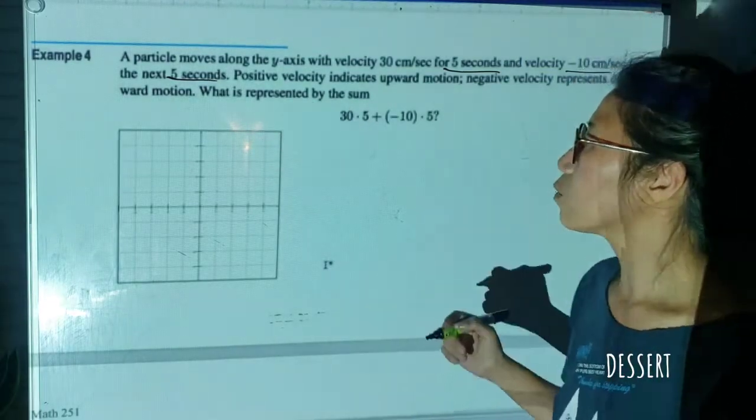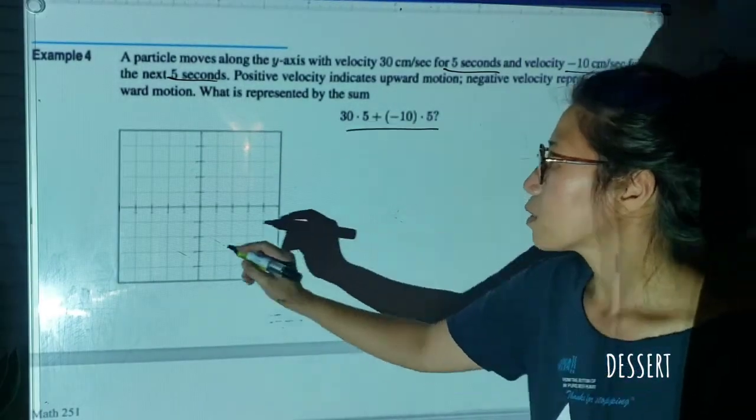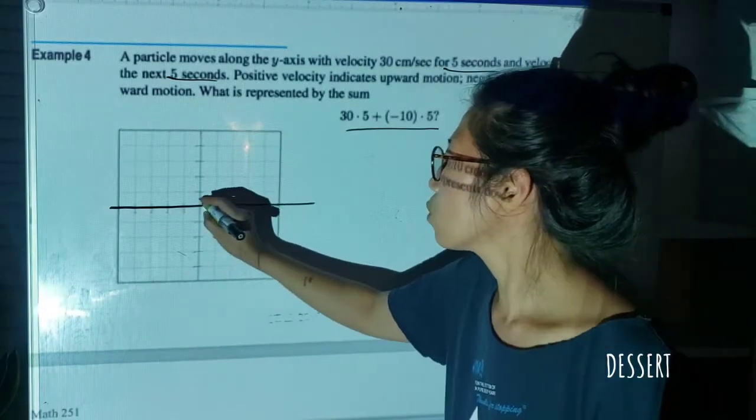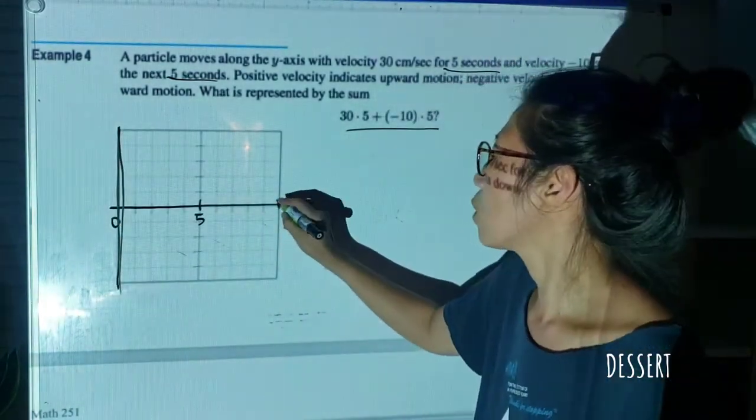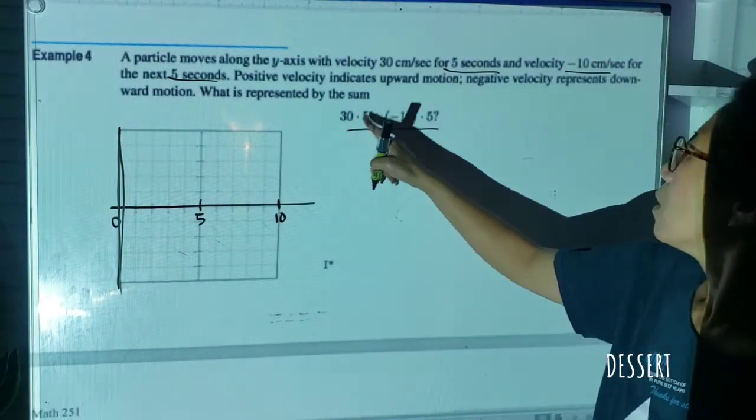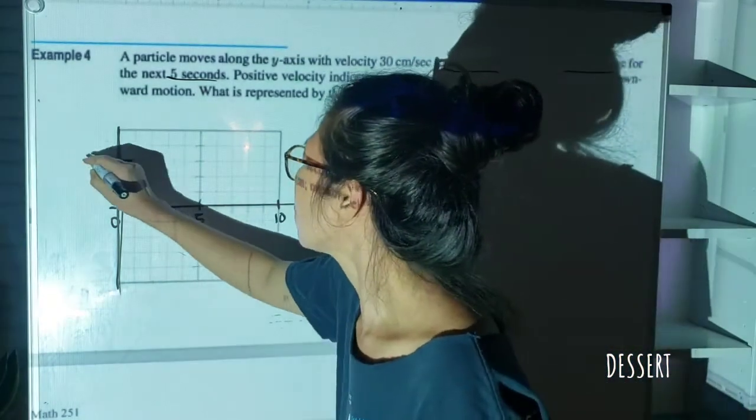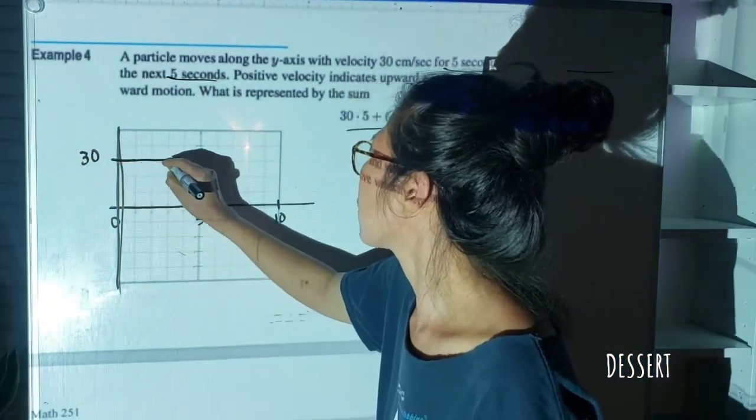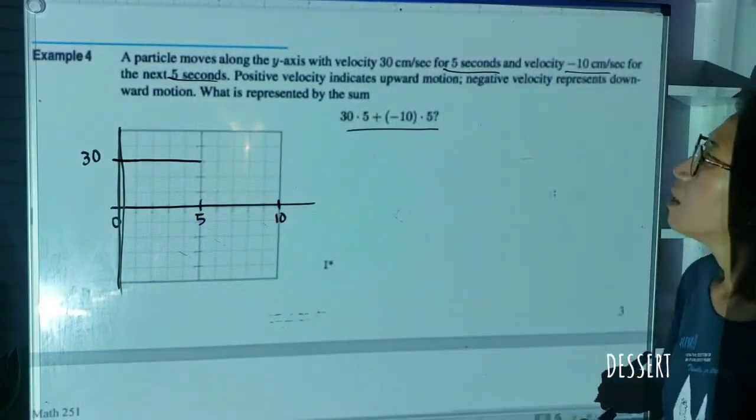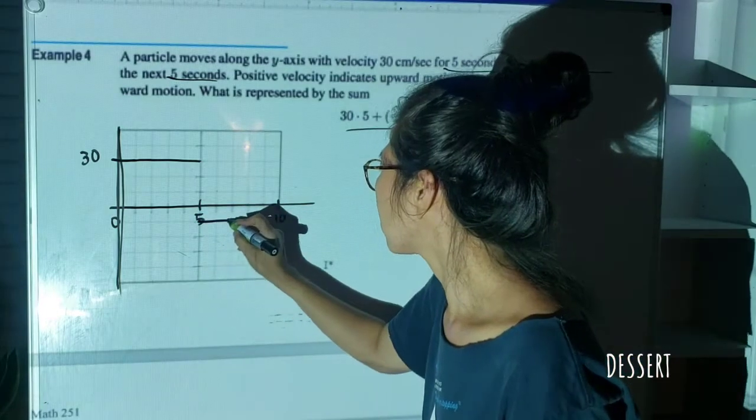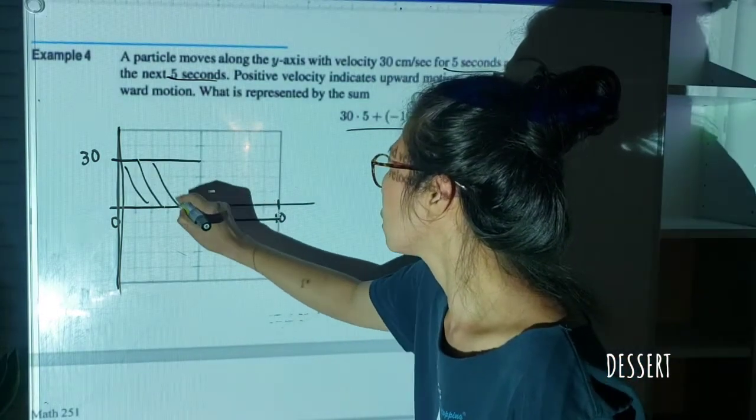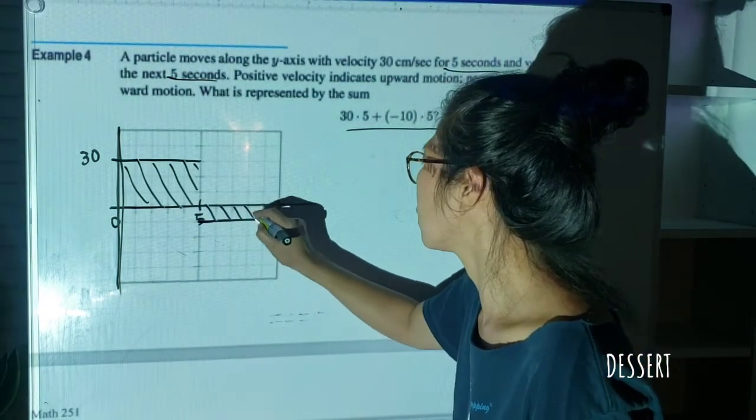So what is represented by the sum? Let's look at here. I'm going to do the first 5 seconds. So starting from my graph here, and then the next one. They said that the speed is 30 centimeters. So 30 centimeters for the first 5 seconds. And then the next one was negative 10 for the next 5 seconds. So I want to see this one and this one in here.